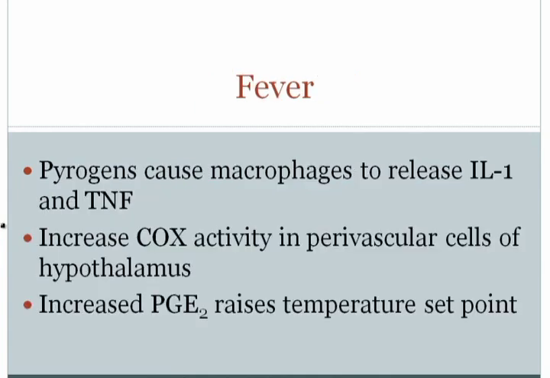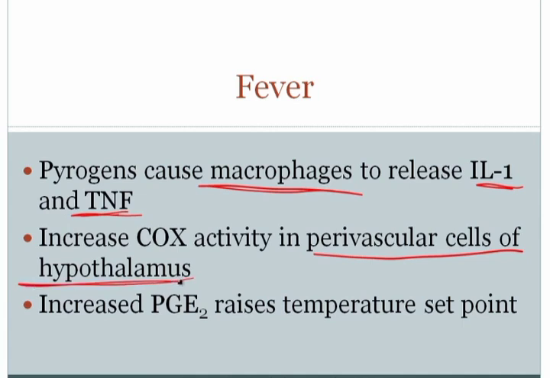And the next sign of, or I would say the final sign of acute inflammation, at least the final cardinal sign of acute inflammation, is fever. And fever, the mechanism is very important to know. Examiners love to go after this. So the way by which fever occurs is that the macrophages, and that's important, the macrophages release IL-1 and TNF, and IL-1 and TNF basically get into the bloodstream. They go through the blood. They then hit the perivascular cells of the hypothalamus, so that the temperature regulation of the body is mediated in the hypothalamus. And in those cells, they increase COX activity.